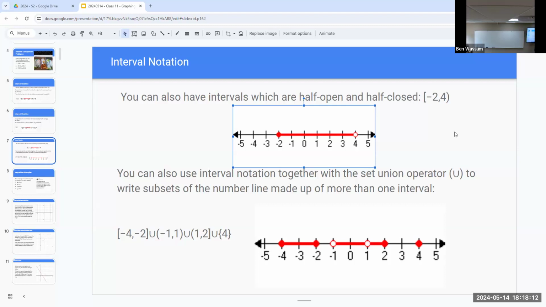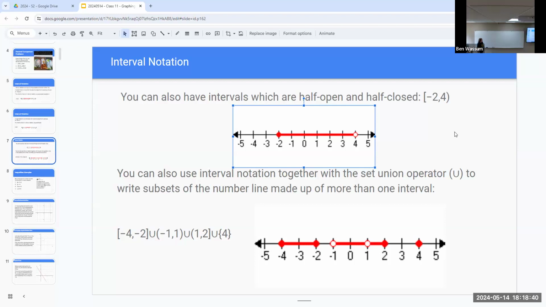Then you say, okay, is it open or closed? It's open. So we would use the parentheses to close it. So you end up with bracket, -2, comma, 4, parentheses. So you literally just have, what's the left one, what's the right one, and is it included or not? If it's included, bracket. If it's not included, parentheses. So once you get that down, it's incredibly easy.